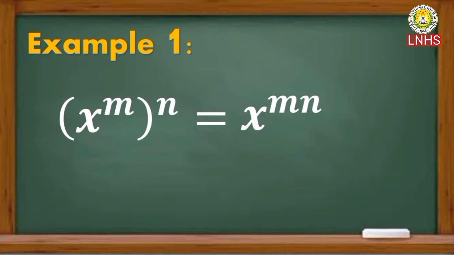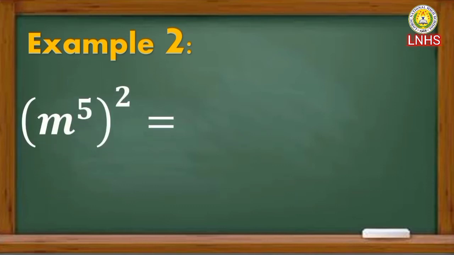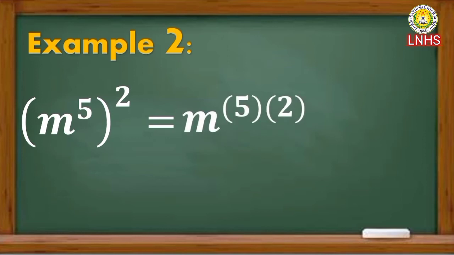In power property, we just simply multiply the exponents. So we have x raised to the power of m times n. Example number 2. m raised to the power of 5 raised to the power of 2 is just equal to m raised to the power of 5 times 2, which is equal to m raised to the power of 10.